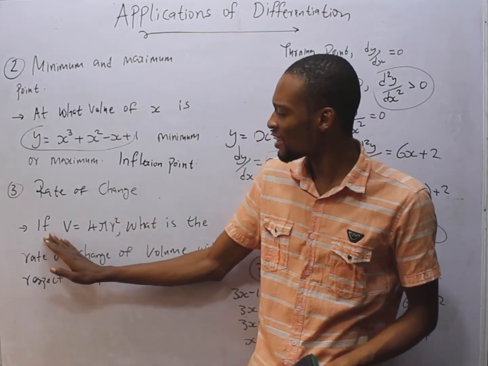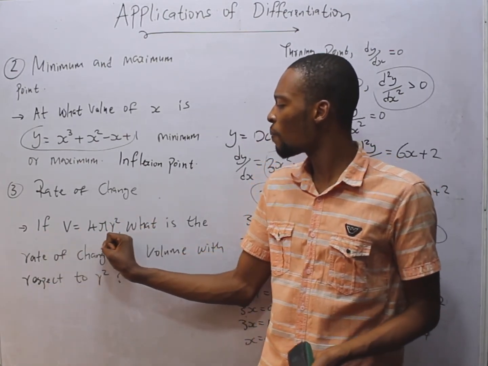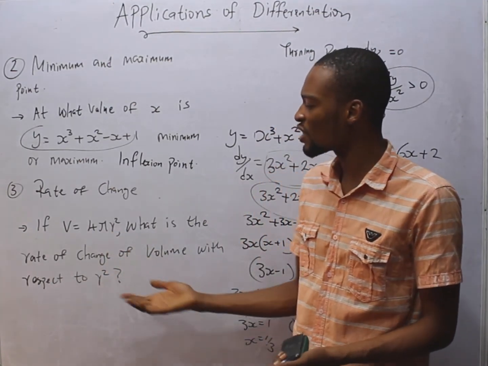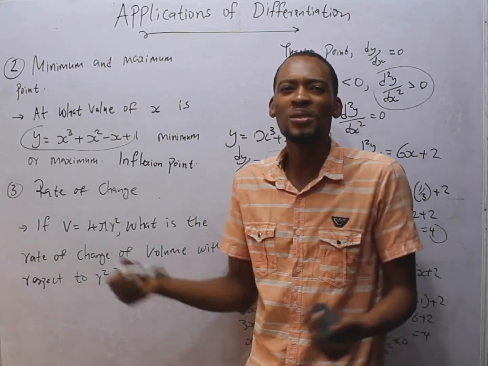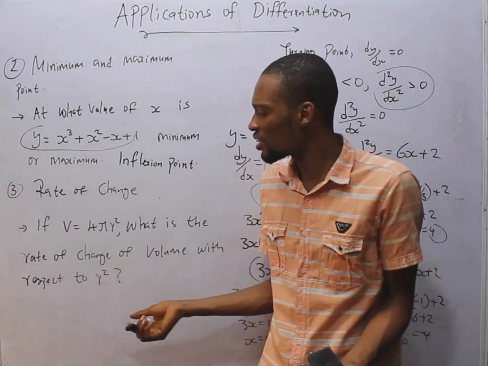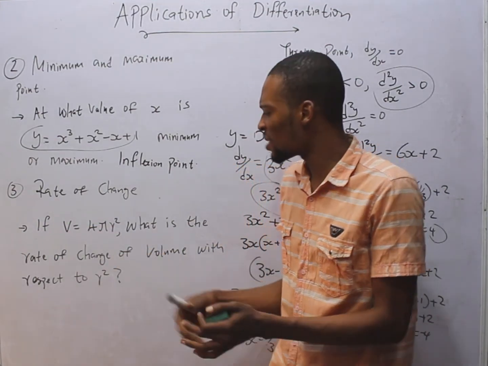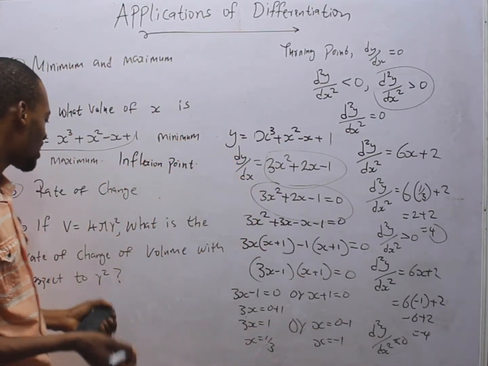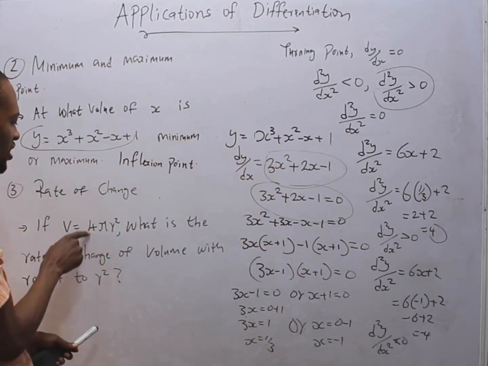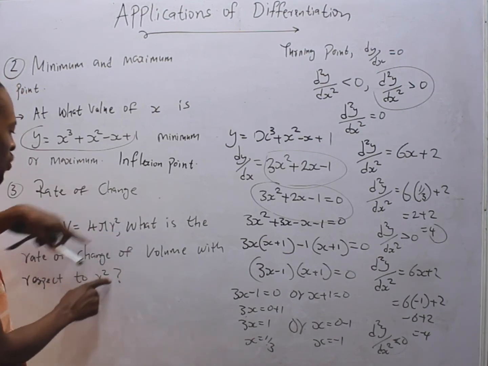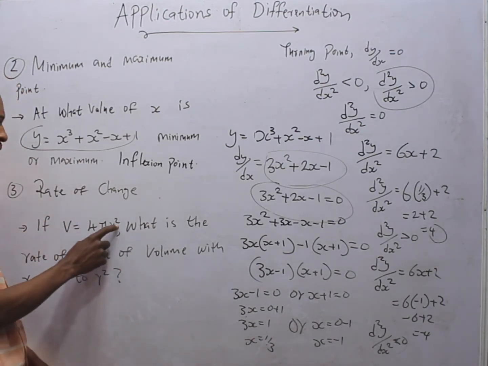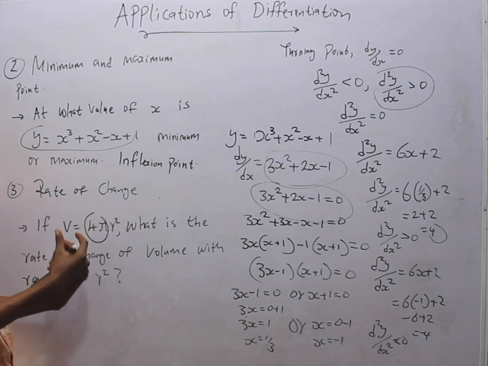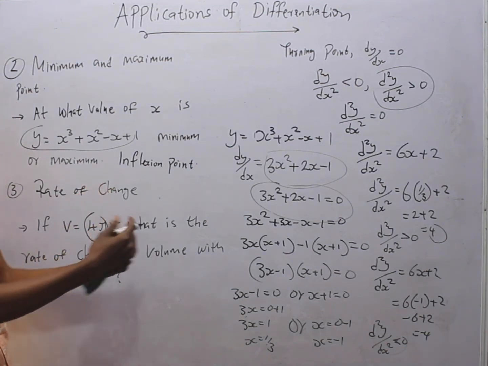Given a question like this, if V equals 4 pi r squared, what is the rate of change of volume with respect to r squared? What you simply do in this case is differentiate. In rate of change, so long as you know or are given the formula, it's simply to differentiate. In this case, 4 pi is constant. With respect to r squared, it means we differentiate just here. Assume the constants are not there.